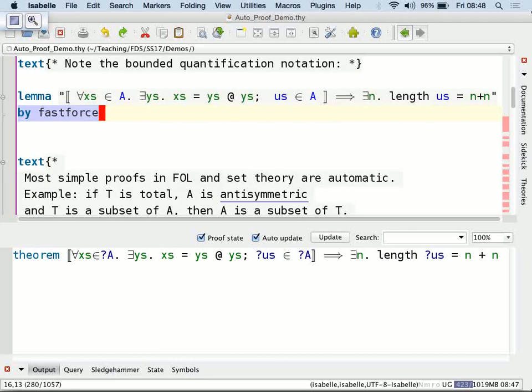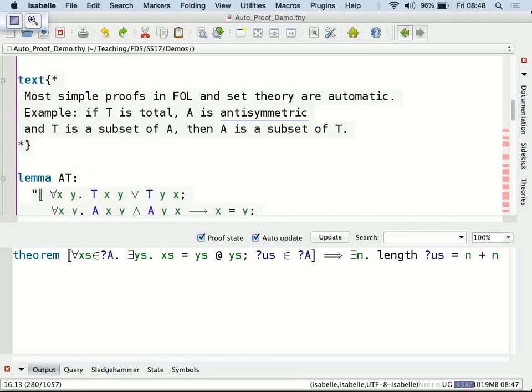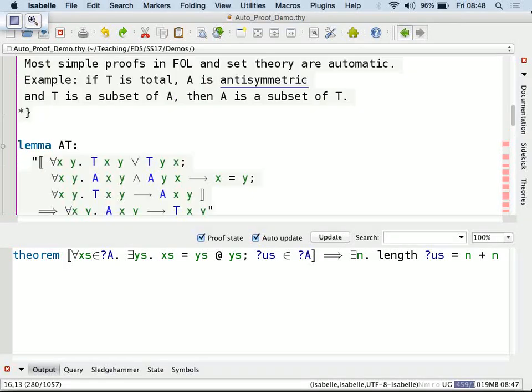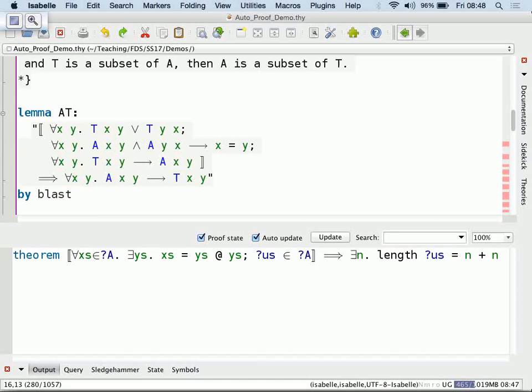Okay. Now, the next one is one of those theorems that if you think about it for a time, becomes quite obvious, but the first time you see it, it's not obvious. If you recast this theorem in natural language, you would say: if T is a total relation and A is an antisymmetric relation and T is a subset of A, then A is a subset of T. You may or may not immediately see why this is the case.